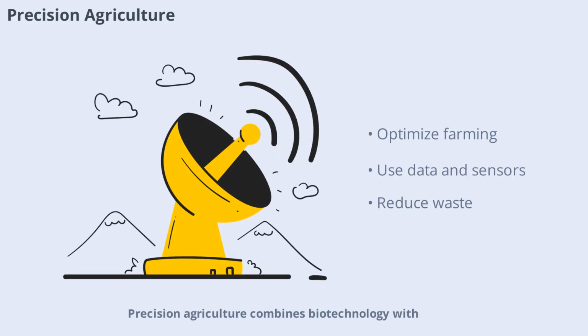Precision agriculture combines biotechnology with digital tools to optimize farming practices. Technologies like sensors, drones, and data analytics help farmers monitor crops and apply inputs more efficiently. This approach reduces waste, increases yields, and minimizes environmental impact. Precision agriculture represents the next frontier in sustainable and productive farming.